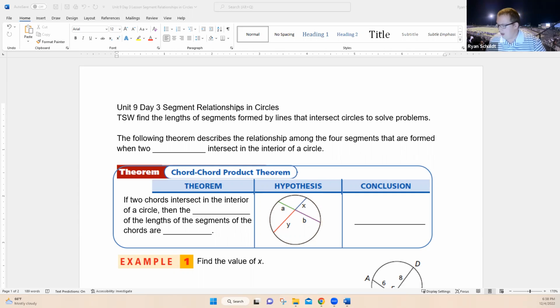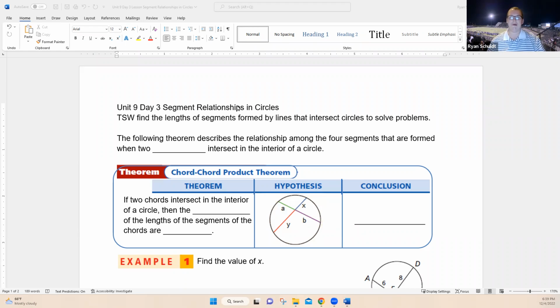Anyways. Okay, so last day of circles, we're going to look at segment relationships. So we did it in general, then we looked at angles. Now we're going to look at segments. We're going to find the lengths of segments formed by lines that intersect the circles. They may intersect in the middle. They may intersect on the outside. We'll see what happens.